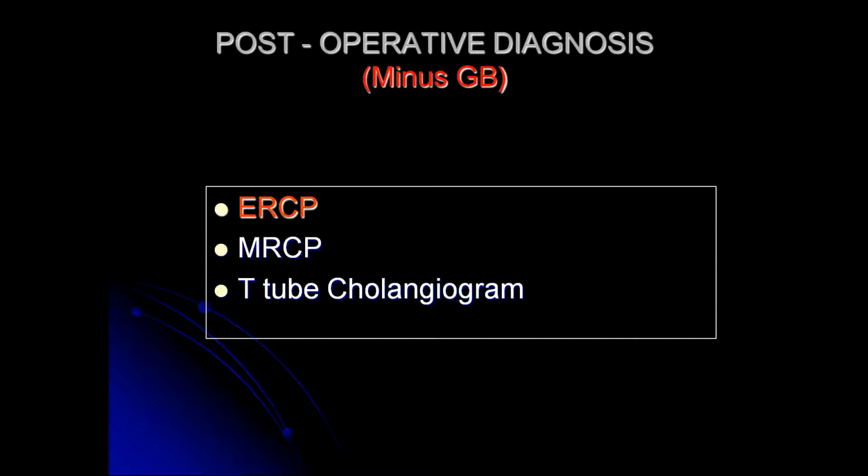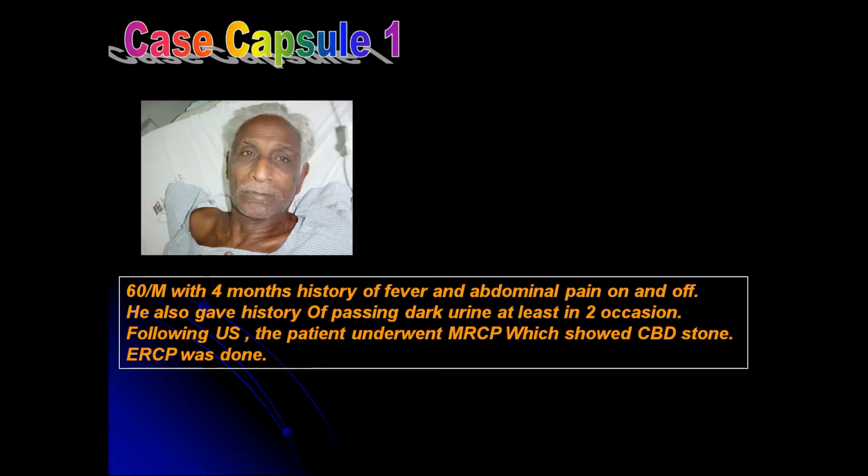Let us see in the next slide an interesting case. A 60-year-old man with a 4 months history of fever, abdominal pain on and off. He also gave a history of passing dark urine at least on 2 occasions. So as far as the Charcot's triad is concerned, he had all the criteria to satisfy that the probable cause for his symptomatology was bile duct stone.